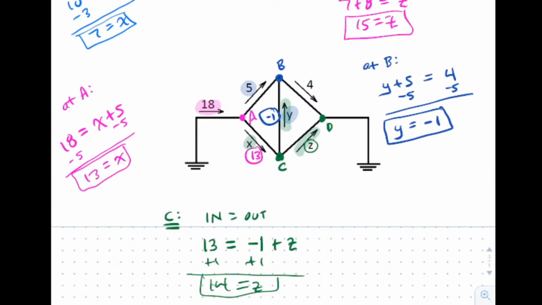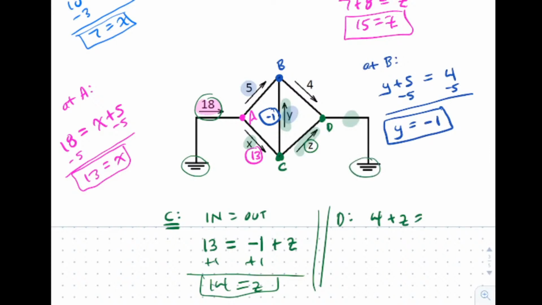Now if you wanted to try at junction D, you'd say what's coming in is the 4. 4 comes in. Actually, the Z's coming in too. The Z's coming in, 4's coming in, and what's going out is this current. Well, what's that current? You see this 18? What's this symbol? It's not a battery. That's the symbol for ground. It's like the chassis of your car. And this is ground over here.